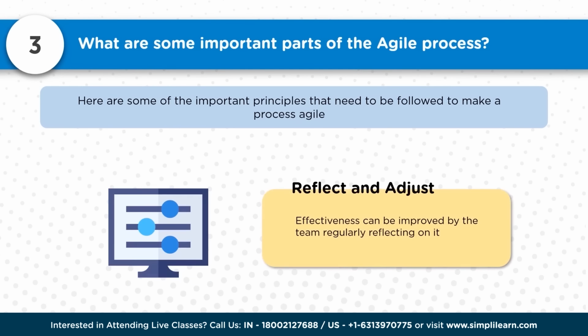Reflect and adjust. Effectiveness can be improved by the team regularly reflecting on it, because as I mentioned earlier, in every iteration feedback is obtained and testing is being done as it progresses. This will help us in terms of providing insight into how it is progressing, so that will help in quickly making the necessary corrections which are required.